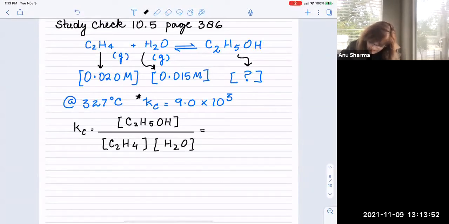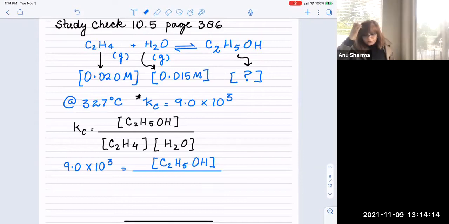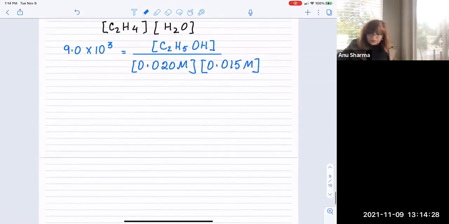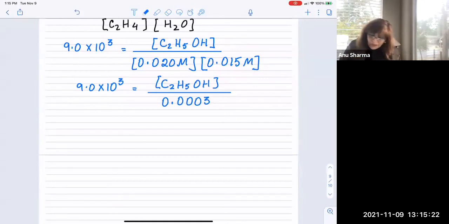Okay, so here we have, let's put these numbers. Kc is equal to 9.0 times 10 to the power 3 is equal to C2H5OH. This is our X, the value of X, over C2H4, which is 0.020 M times 0.015 M. Okay, so let's get at the bottom, the denominator solved first. First we multiply 0.020 molar times 0.015, and that gives you 0.0003.